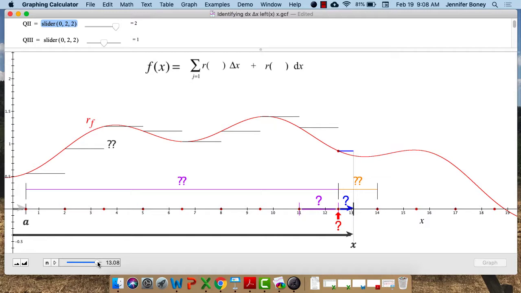Let's use an interval width of about 1.4 or something here. Let's use a random length interval just to make this confusing looking. But let me get back to these. So there's our delta x, the distance between those red dots.